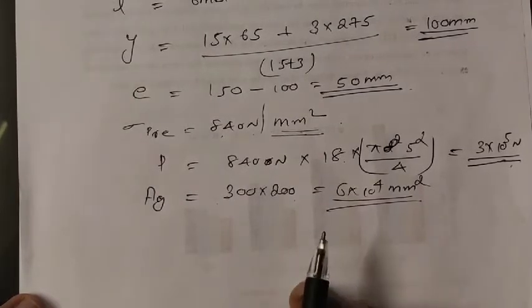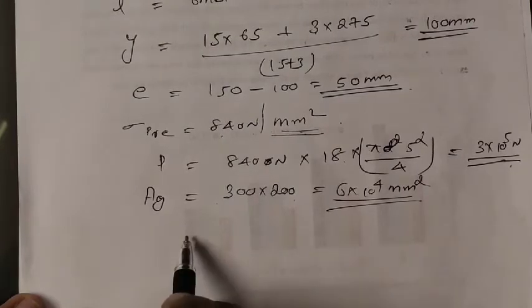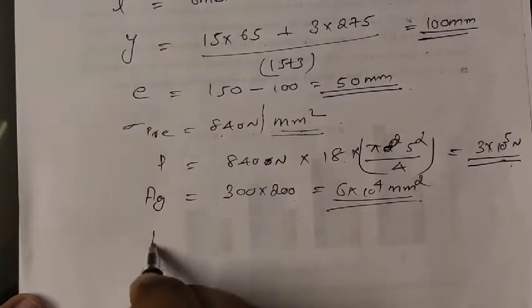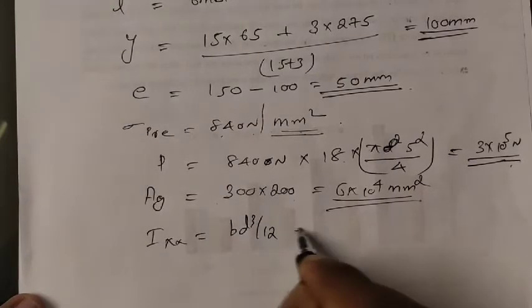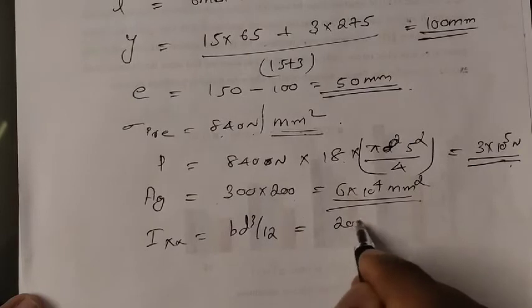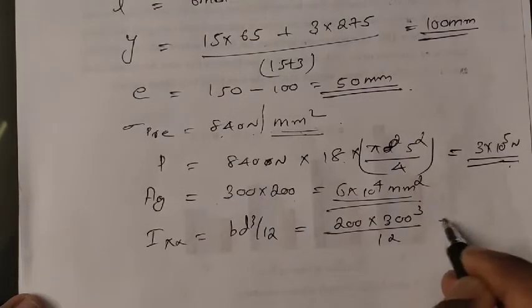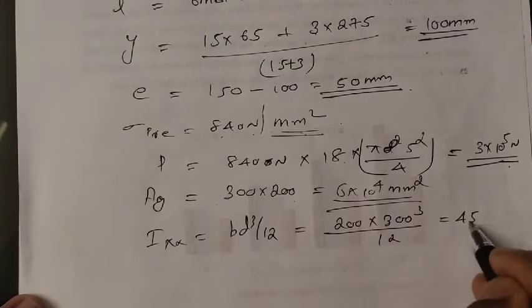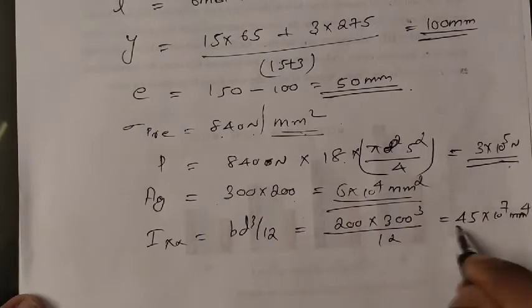The next thing we want to know is the moment of inertia of the cross section. This is a rectangular section, right? For a rectangular section, we know that Ixx is equal to B D cube by 12. So B is 200 into D, 300 cube, divided by 12. That means 45 into 10 power 7 mm to the power 4.